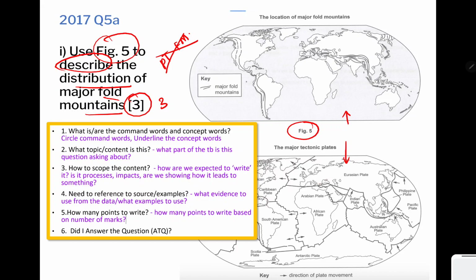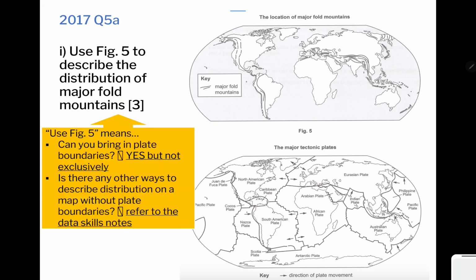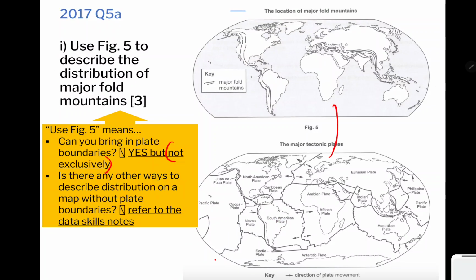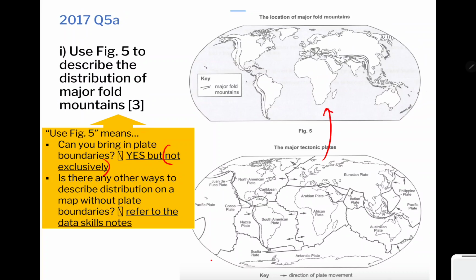Let's take a look at the next part of it. Can you bring in plate boundary? I put yes. Actually, it should be not exclusively, which is more important. The markers' report comment from Cambridge for this question is that students who are weaker are the ones who bring in plate boundary to say that fold mountains are at convergent plate boundaries. In theory, it's true. You're not wrong. But it wasn't accepted because the question says only Figure 5.